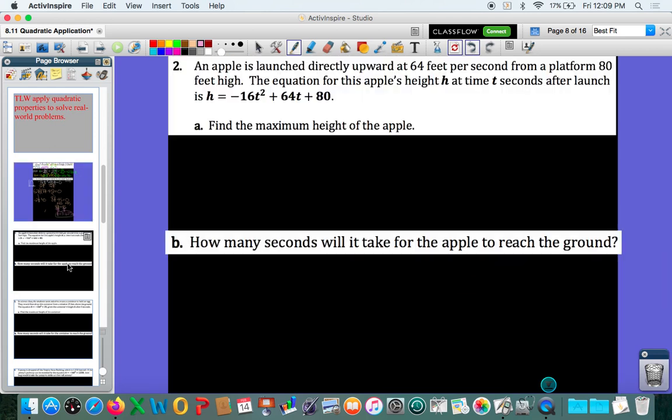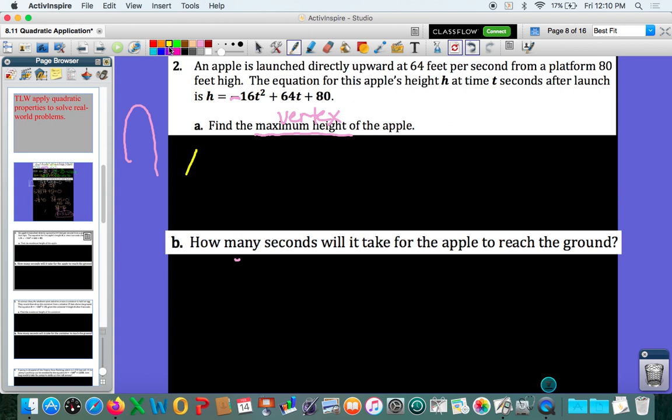Alrighty. An apple is launched directly upward. So if we're going up, we're coming back down. This is going to be another one that goes up and then down. And I can tell that again, it's going to be a maximum, also because this is a negative. So again, maximum height, we're looking for the vertex. So we're going to use the axis of symmetry equation again. And you know what? It's the same numbers, so everything's the same.